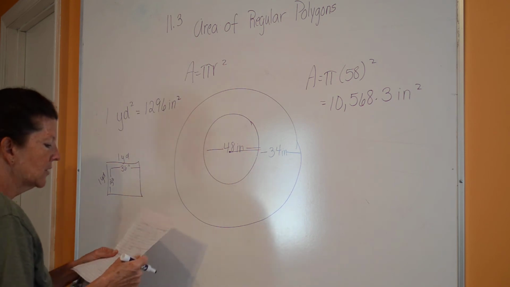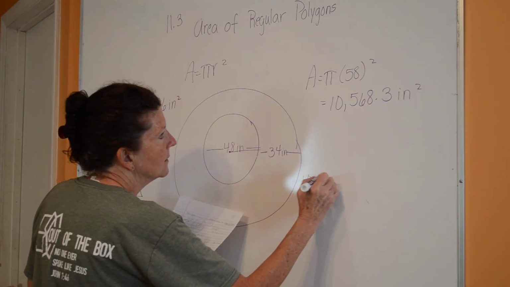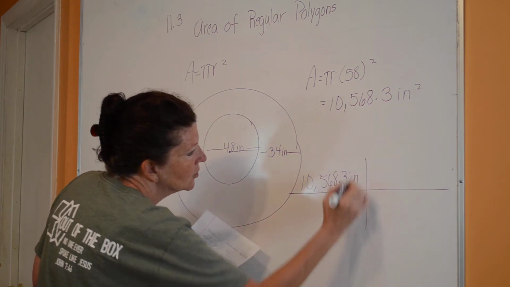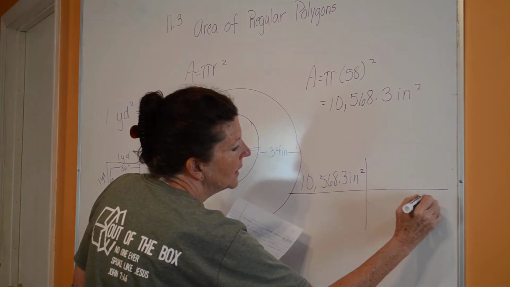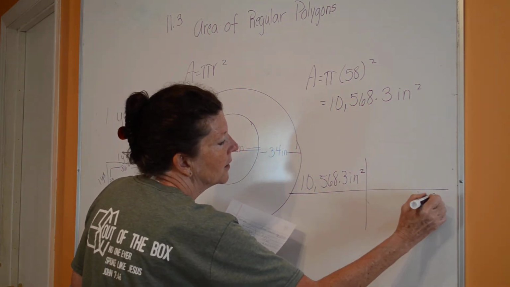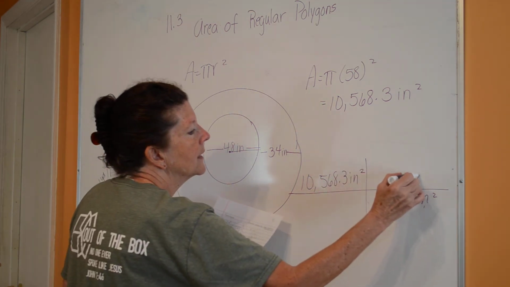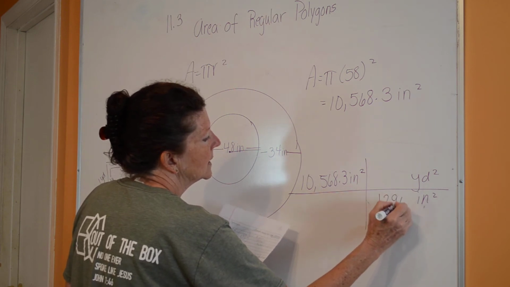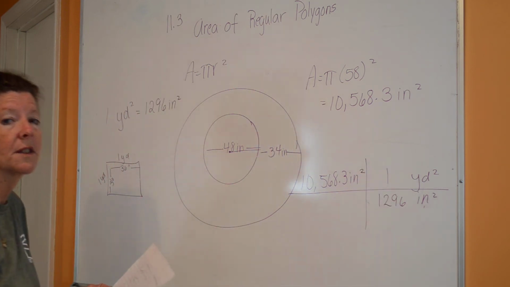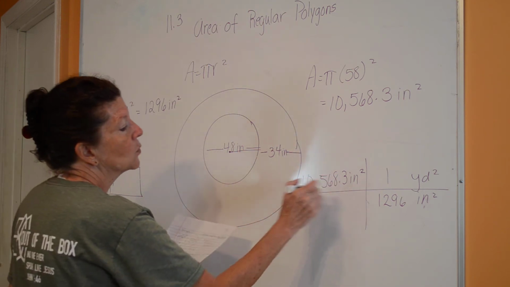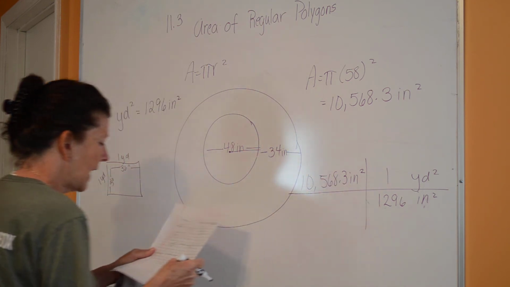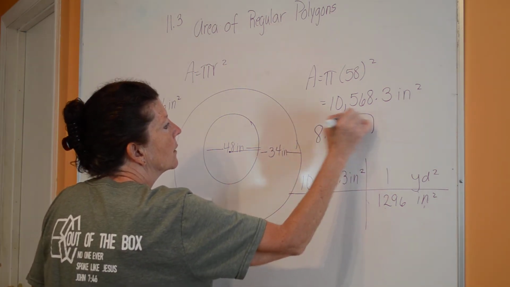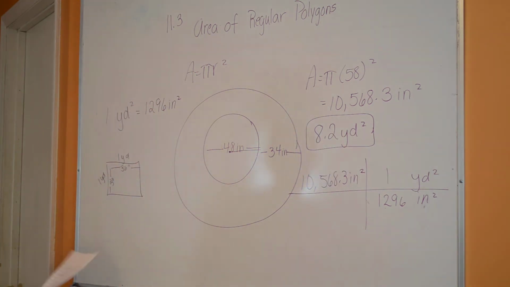But remember, we talked about we have to change the inches to yards. So you're going to have to do dimensional analysis here. 10,568.3 inches has to be changed to yards. So I want to get rid of the inches. I hope you can still see this on the video, and this is going to be yards squared. So the 1,296 is going to go on the bottom, and the 1's going to go on the top. So basically my answer is going to be derived from taking this divided by that, and it's going to give me 8.2 yards squared.